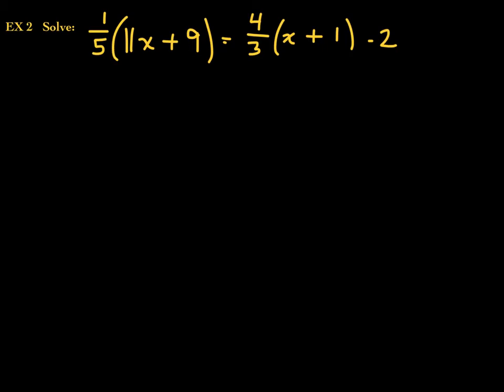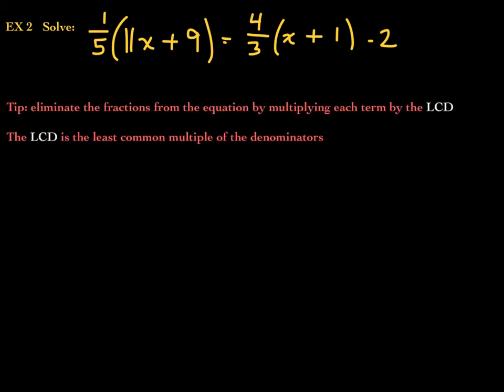We've got 1/5 times 11x plus 9 equals 4/3 times x plus 1 minus 2. Usually when I show students this example, they get a little nervous and a little intimidated by the fractions. Now, whenever I have an equation with fractions, most of the time I clear out the fractions. How do I do that? By multiplying each term by the LCD. So this is my tip. Eliminate the fractions. So you need to find the LCD, which is going to be the least common multiple of the denominators.